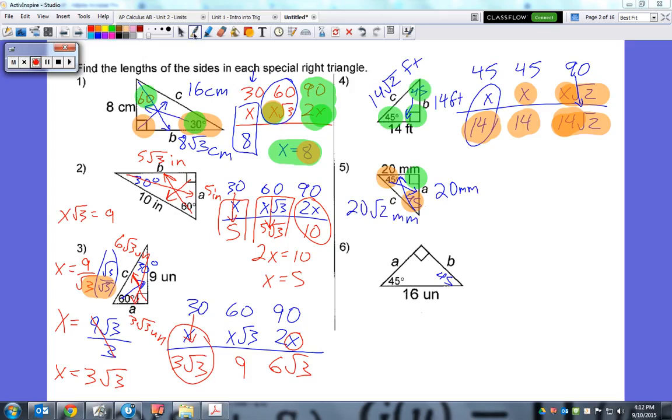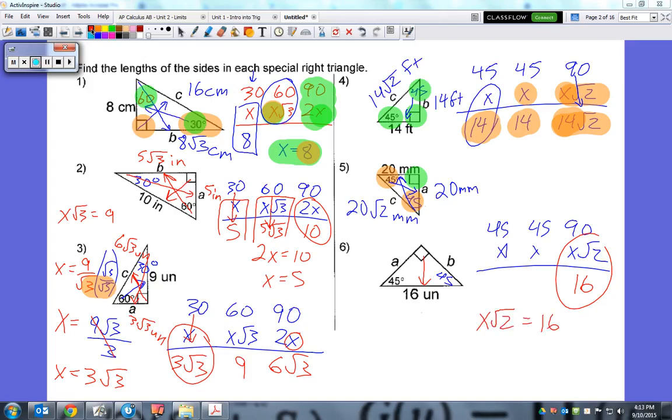And then finally I have 45, 45, 90. It is x root 2. This 16 units is across from 90 degrees. So when I put 16 here, I'm setting it equal as a function. Just like we did on the other one, we divided by root 2. And just like we did on the other one, we're going to rationalize. So we get 16 root 2 over 2, which simplifies to 8 root 2. So 8 root 2 will go here, 8 root 2 will go here, and it'll be units, and it'll be units.